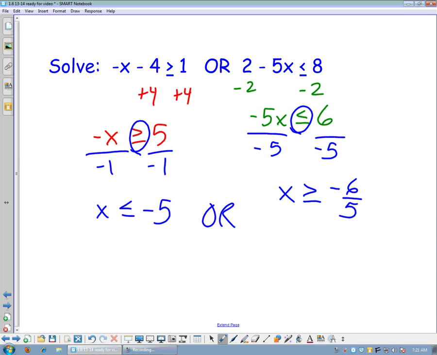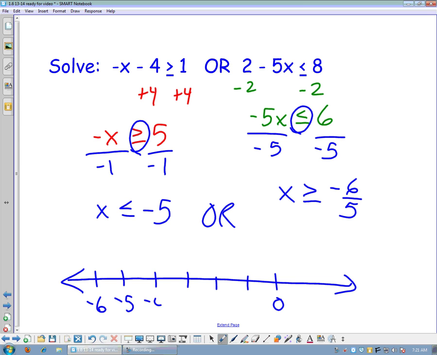All right, so at this point, if we were going to graph this on a number line, let's see here, 0, negative 1, negative 2, negative 3, negative 4, negative 5. We would have a closed circle at negative 5 and shading to the left, and a closed circle also at negative 1 1/5 because that's negative 6/5. And shading to the right.